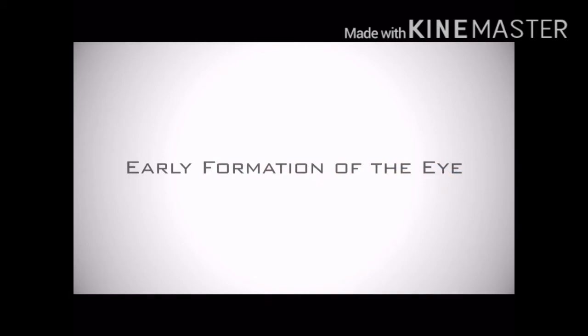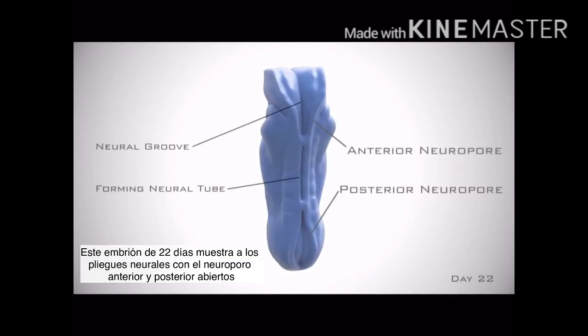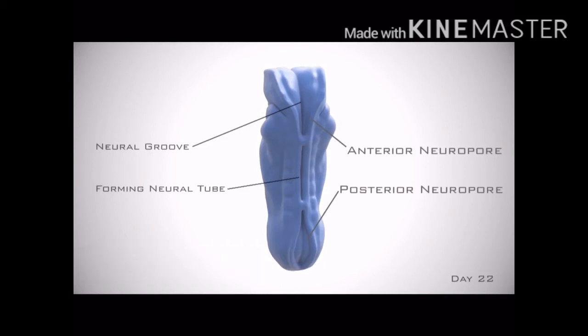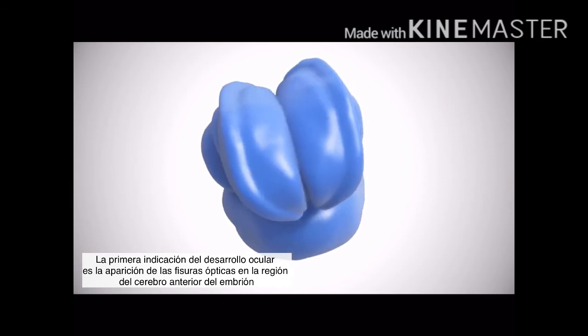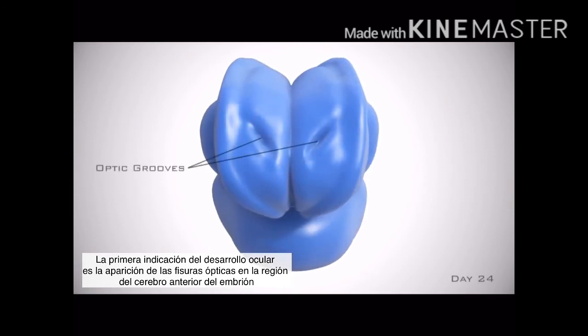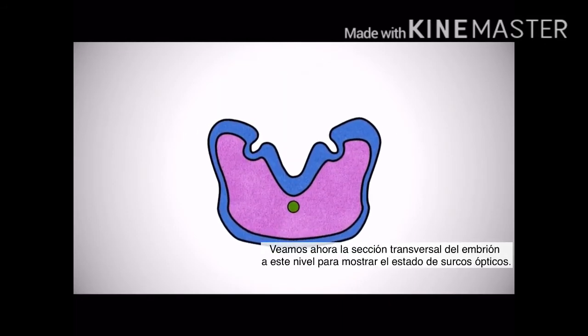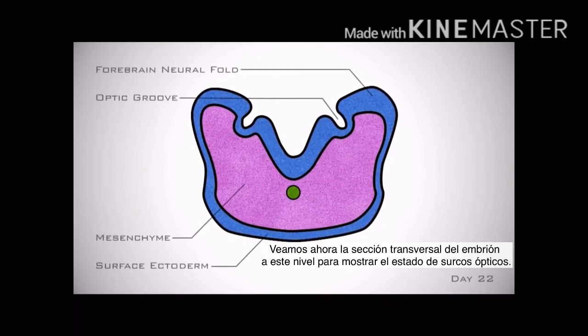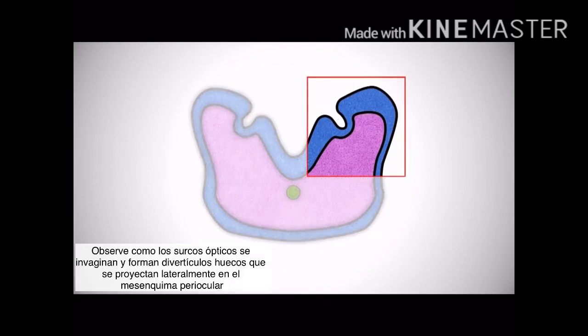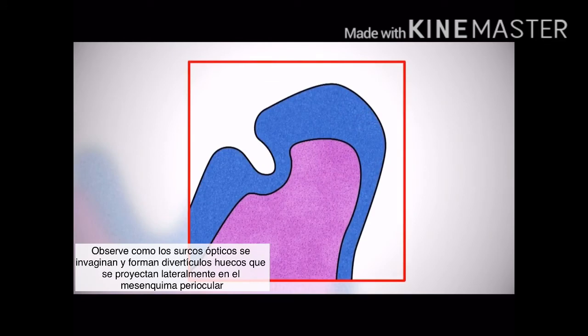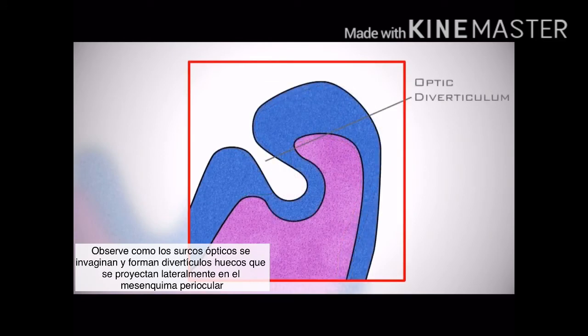This 22-day-old embryo shows fusion of the neural folds with open posterior and anterior neuropores. The earliest indication of eye development is the appearance of the optic grooves in the forebrain region of the embryo. Let us now look at a transverse section of the embryo at this level to show the fate of the optic grooves. Observe how the optic grooves evaginate and form hollow diverticula, projecting laterally into the periocular mesenchyme.